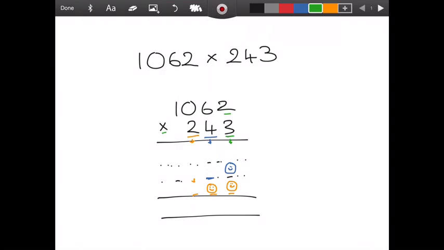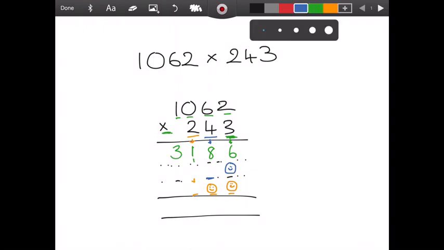2 times 3 is 6. 6 times 3 is 18. 0 times 3 is 0, but we've already got our 1 there, so we put that up. And 1 times 3 is 3.